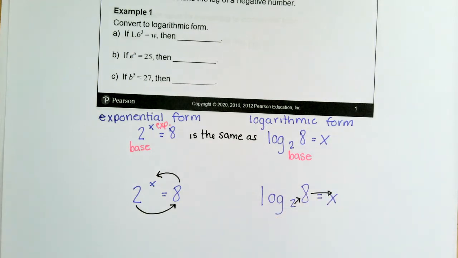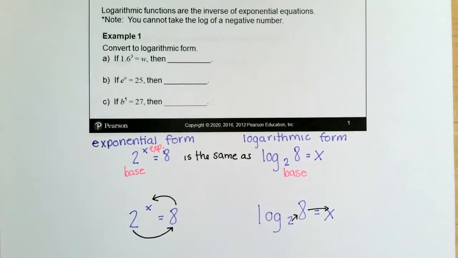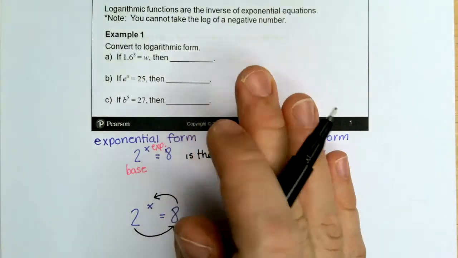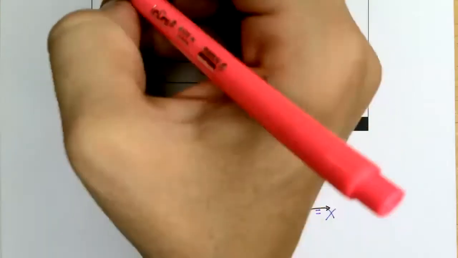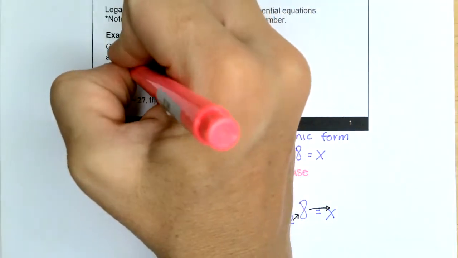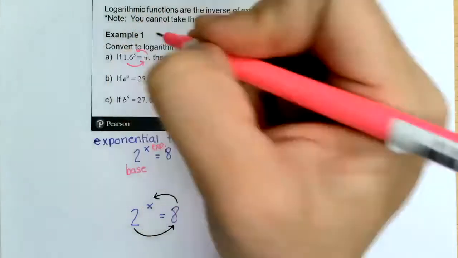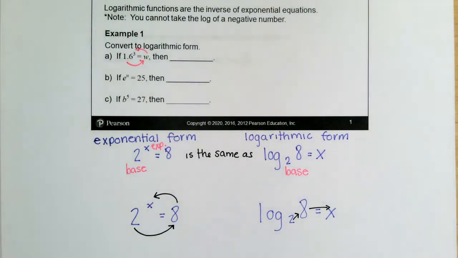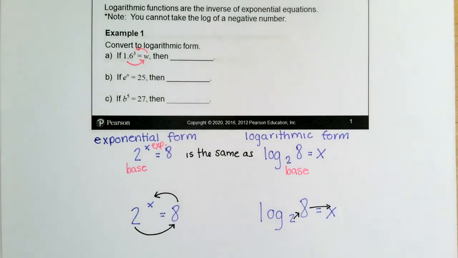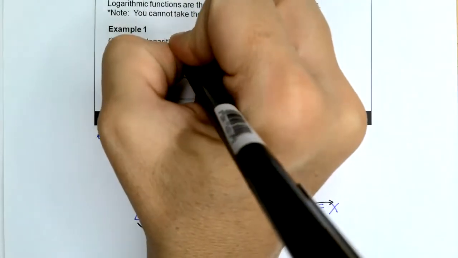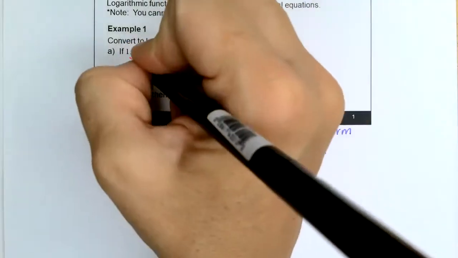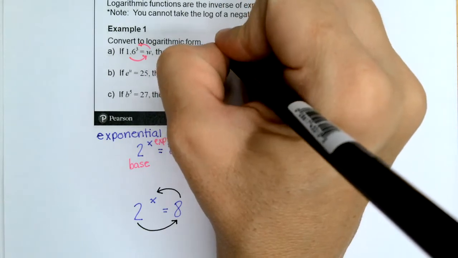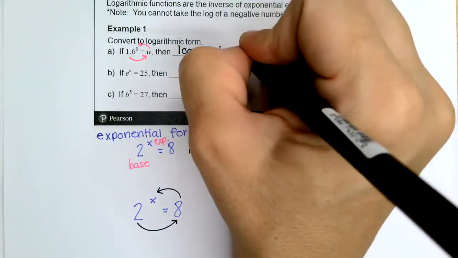Okay. So we have 3 opportunities up here to practice converting. We're not solving anything, we're just converting. So we have 1.6 to the third equals w. And if you want to, just go in a circle. 1.6 to the third equals w becomes log, start with your base. Our base was 1.6. Go in a circle. Next we have w. And finally we have 3.